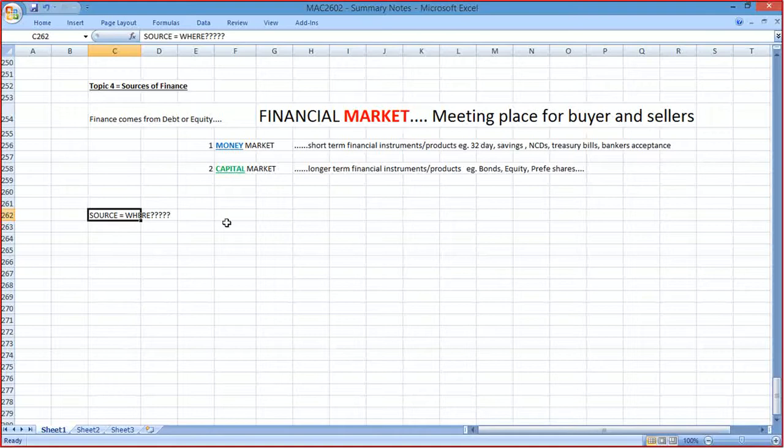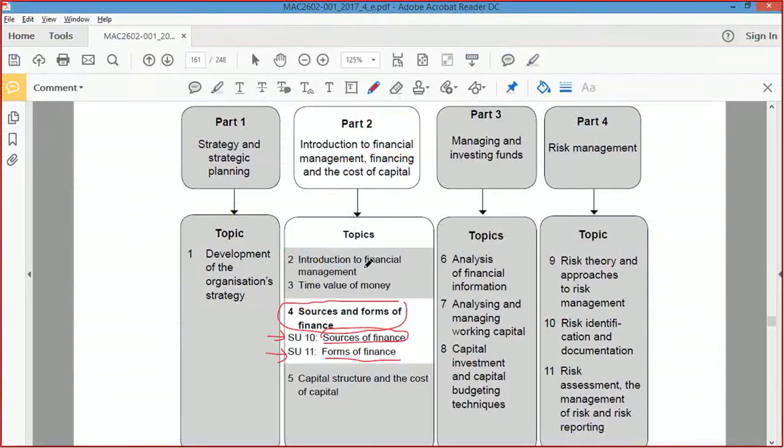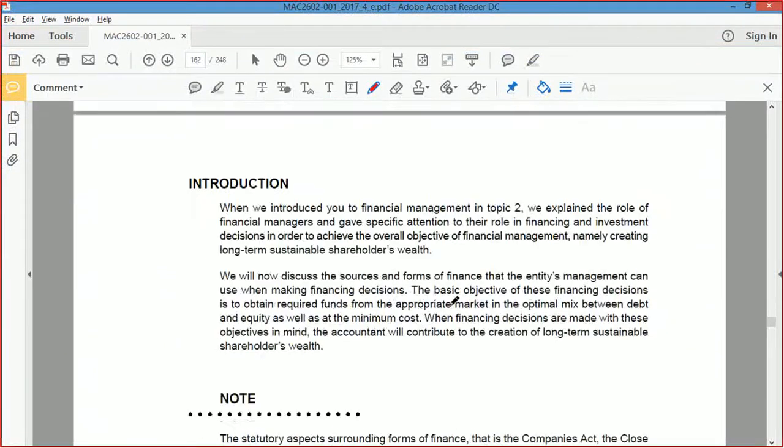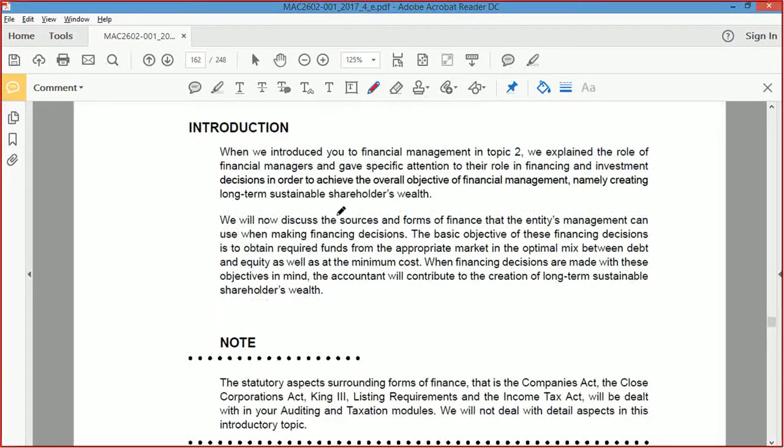That's basically what we're looking at. Okay, where is the capital coming from? That's the source. Right, so source can either be debt or equity. Obviously, there's pros and cons to both. Right, so when looking at the textbook, you'll see at the beginning they talk about this, shareholder wealth.